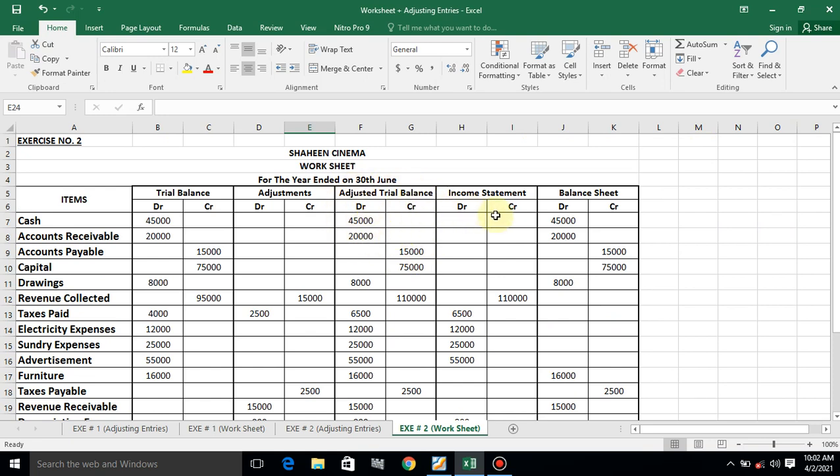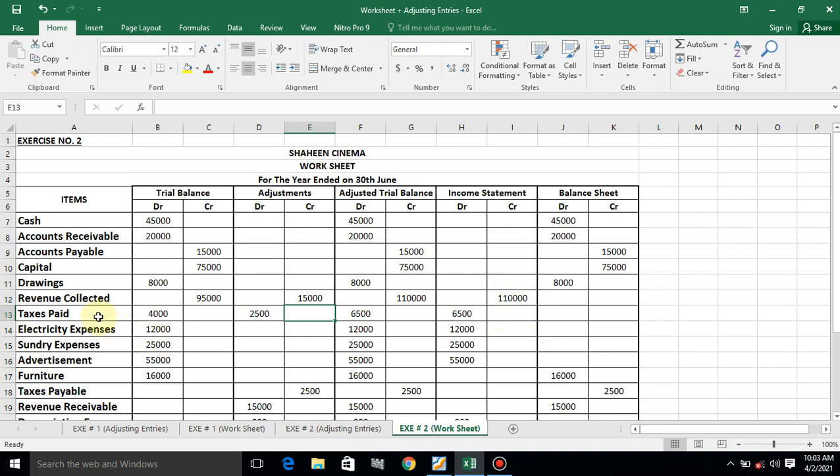After that, we have to prepare the income statement and balance sheet. So in the income statement, we'll write the values of only those items that belong to the income statement. So cash belongs to the balance sheet, so we have skipped it. Accounts receivable is also skipped, accounts payable is also skipped, capital is also, drawings is also. Then revenue earned or received is actually an income statement item, and in the income statement we have to mention it on the credit side, because it's a credit side item.